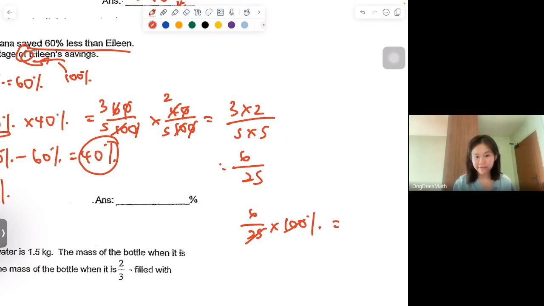So 25 divided by 5 gives you 5. 100 divided by 5 gives you 20. Then 5 divided by 5 gives you 1. 20 divided by 5 gives you 4. So now you have 6 times 4, which is 24%. And hence the answer is 24%.